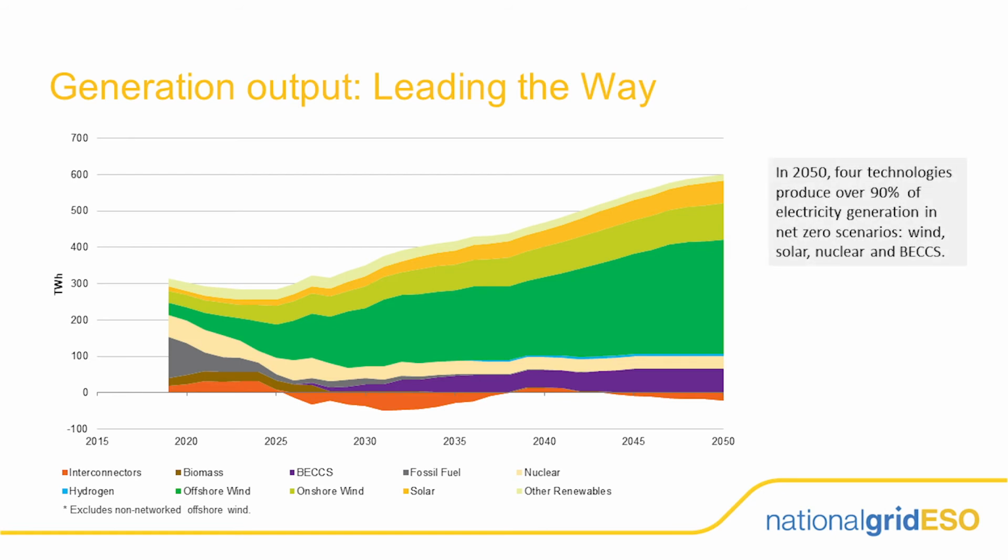In fact, this brings us to the next of our key messages, which is that in 2050, 4 technologies provide over 90% of electricity generation in the net zero scenarios, those technologies being wind, solar, nuclear, and BECCS. So I'm going to look at a little bit more detail at a few technologies.